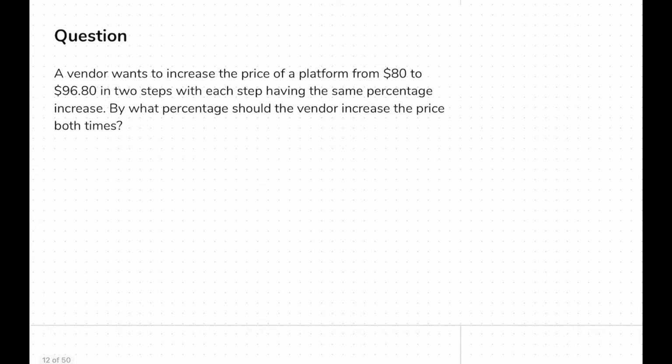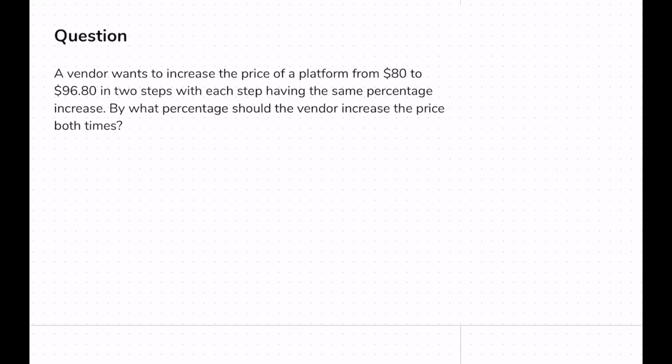This next question's a little bit odd, and I would venture to say that if a vendor was trying to do this, maybe they were trying to conceal something, or maybe they were trying to increase their price without scaring people off. Whatever is the case, this vendor wants to increase the price of their platform from $80 to $96.8 in 2 steps. And they want the step increase to be the same each time. So what percentage should the vendor increase the price both times?